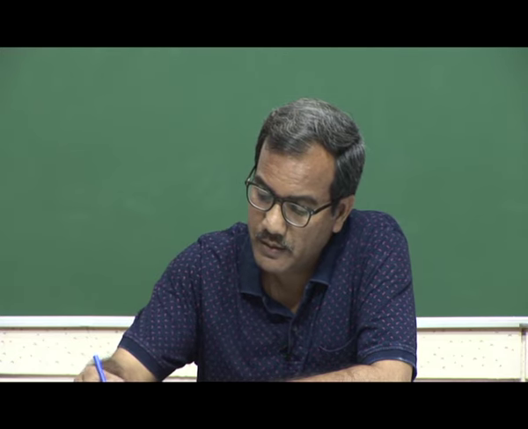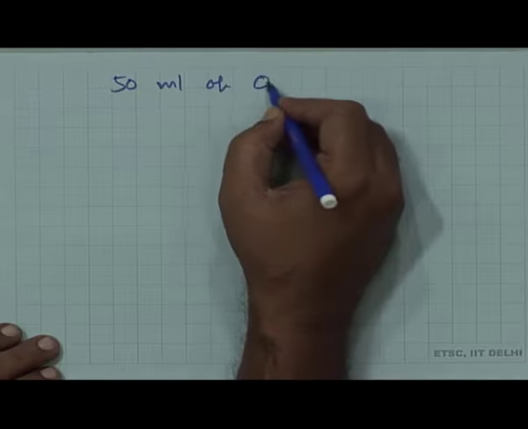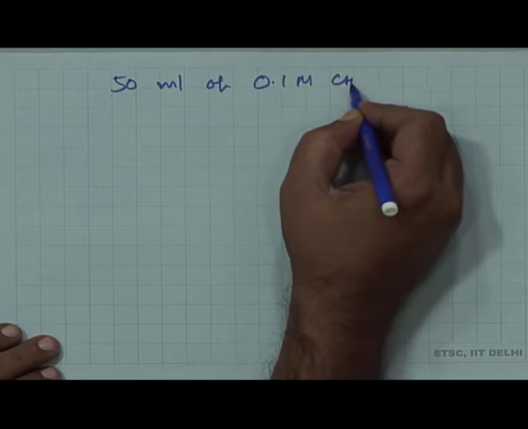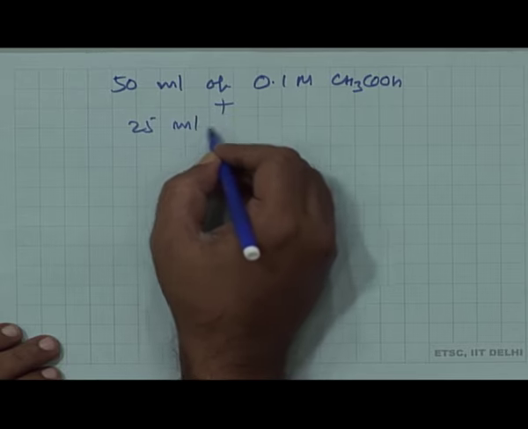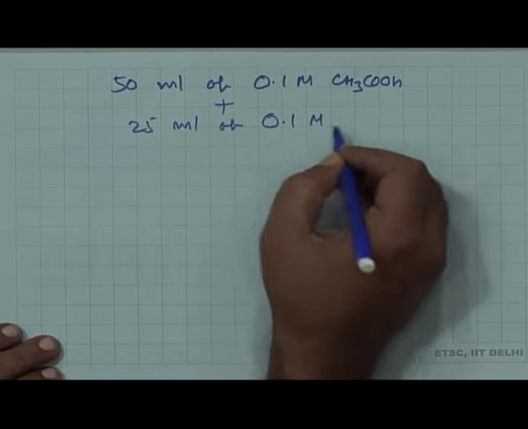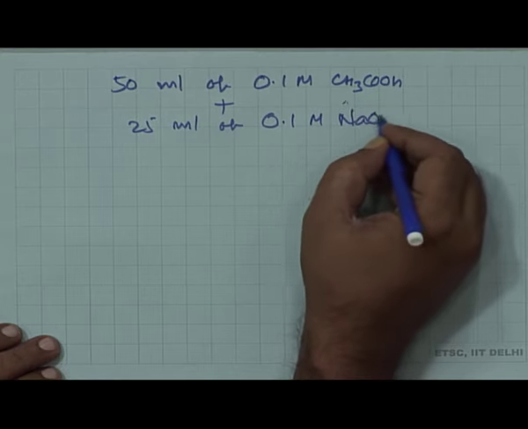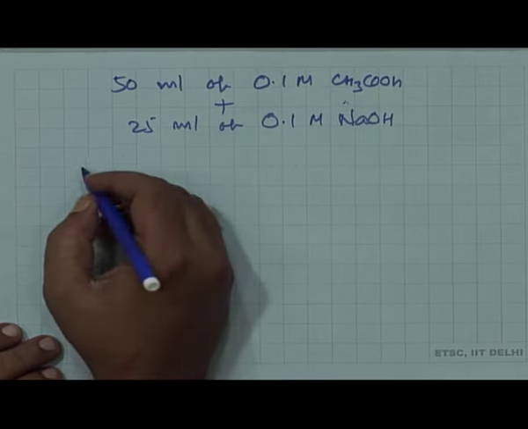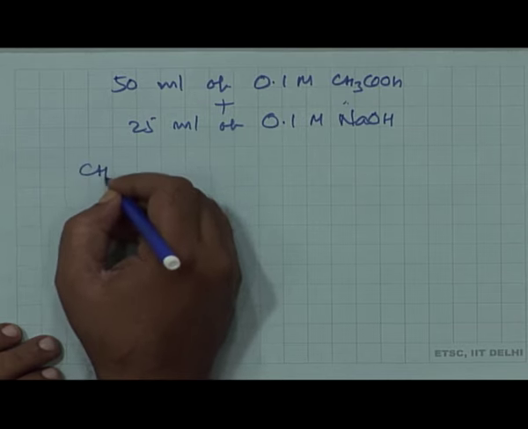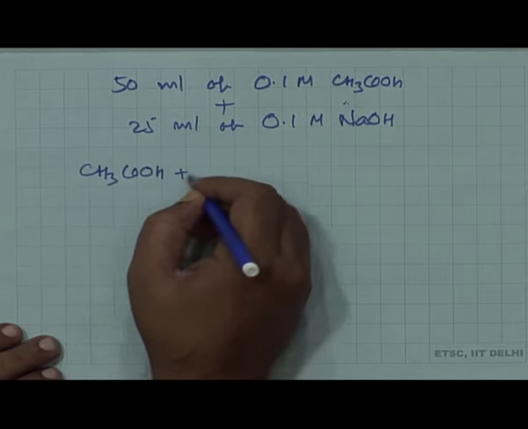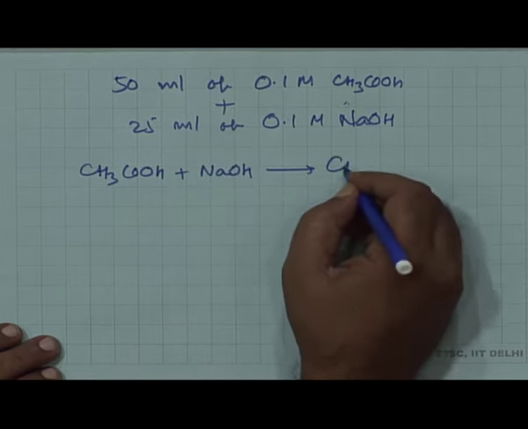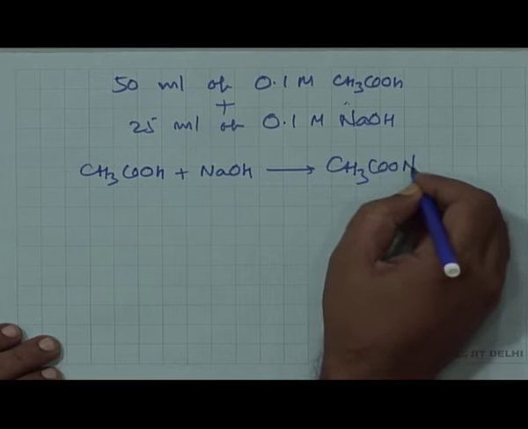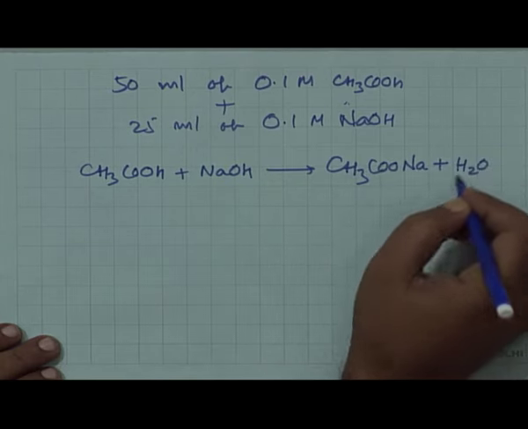Now, take the case when we added, to the 50 ml of 0.1 molar acetic acid, 25 ml of 0.1 molar NaOH. Again, we will do the same calculation. We have CH3COOH plus NaOH, a neutralization reaction will happen and you will get CH3COONa plus H2O.